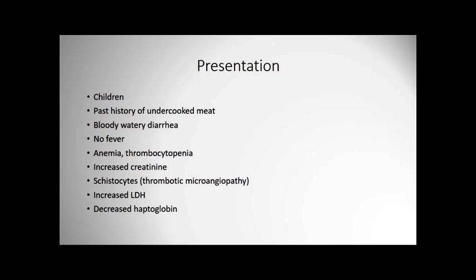They present with bloody watery diarrhea, generally no fever, anemia, thrombocytopenia, signs of renal failure, and signs of intravascular hemolysis: schistocytes, as the blood cells are broken in these thrombi, increased LDH from tissue damage, and decreased haptoglobin because of the binding of haptoglobin to free hemoglobin.